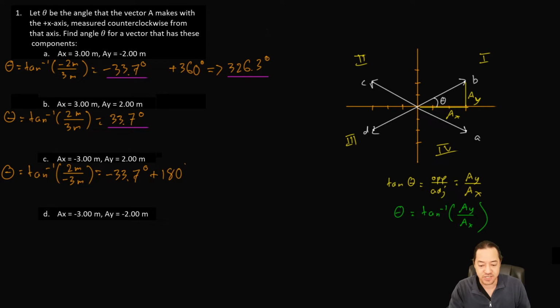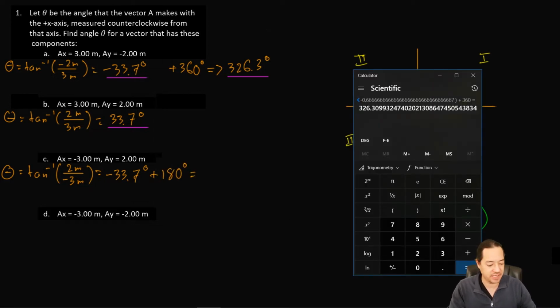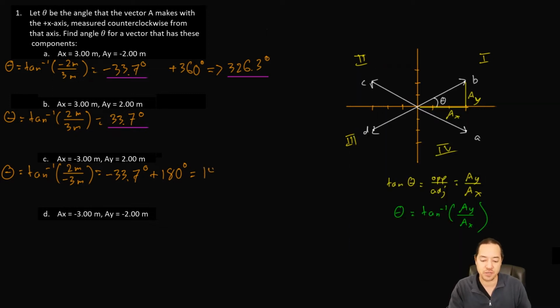We must then fix it by adding 180 degrees. So in this case, we take negative 33.7 degrees and add 180 degrees. We get 146.3 degrees. Does that look like this angle here? Yes, it does, right? It's somewhere between 90 and 180. 146 seems like a reasonable answer.